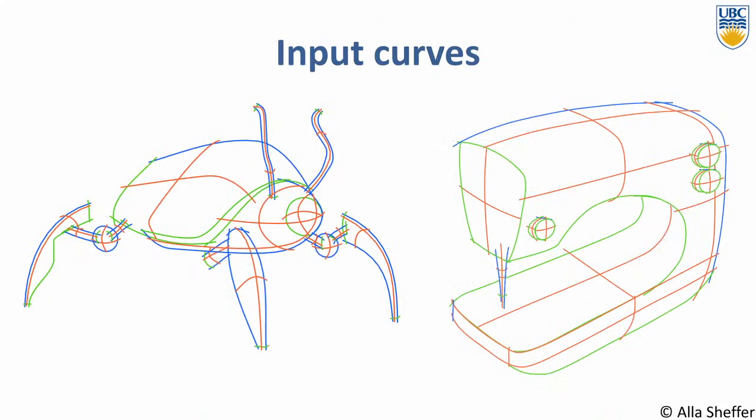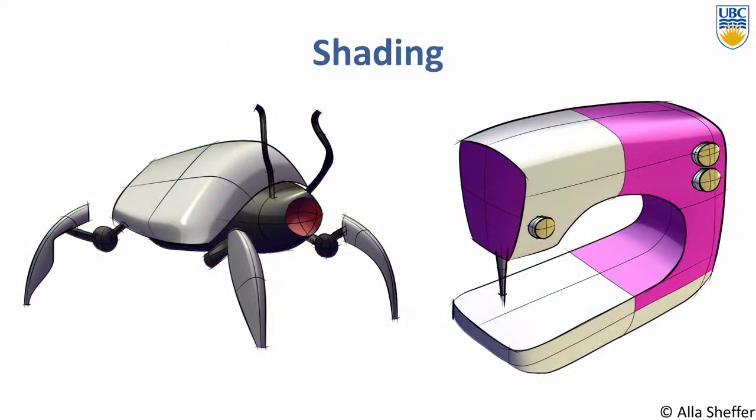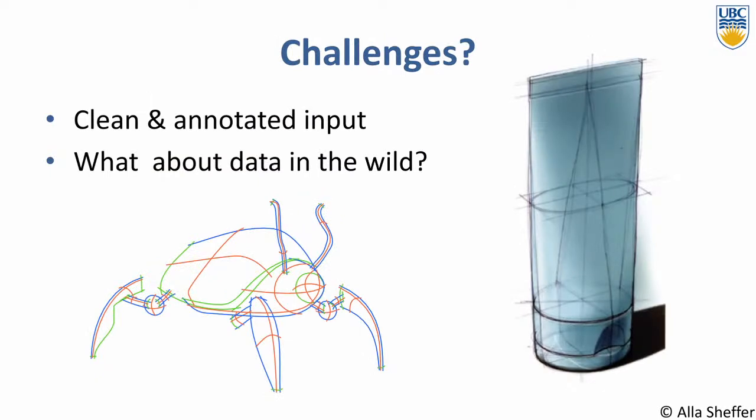And we can use that information to compute normals and then do all kinds of cool shading effects. So is that it? Are we done? Well, not really, because this assumes that we have inputs which are very clean and which are clearly annotated. The colors here indicate that the user actually colorized every curve based on what type of geometric entity that curve is. Data in the wild does not have that annotation.